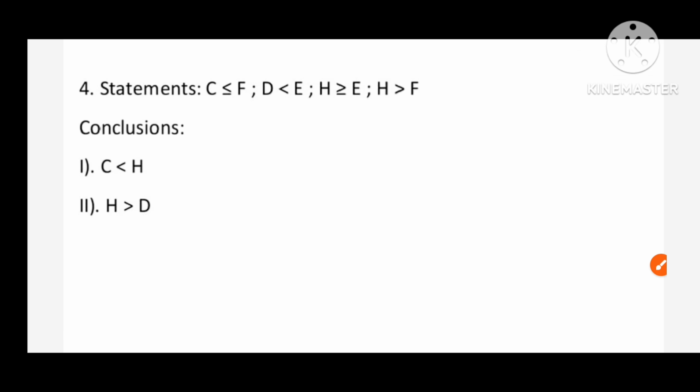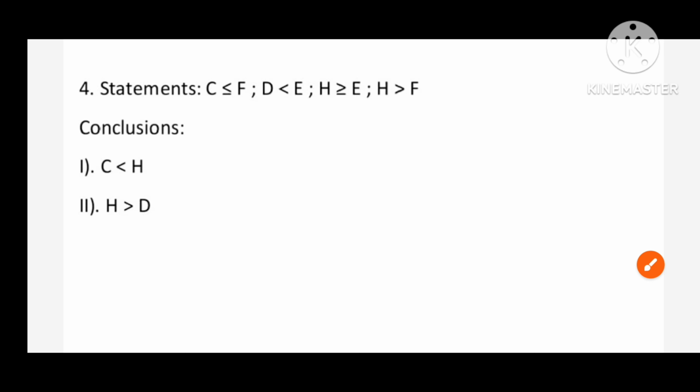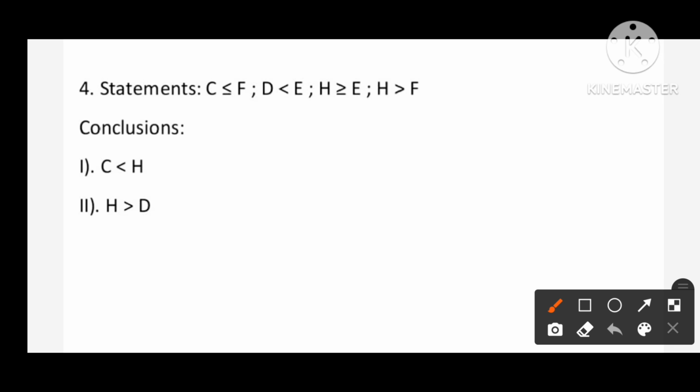Next, fourth question, the flow from H to C. From H we are able to reach E. From E we can reach D, or else from H we can reach F. Question number 4, the flow from H to C. From H we can reach F. From F we are able to reach C. So the first conclusion is true. The flow from H to D. From H we are able to reach E. From E we can reach D. This is also true. So both 1 and 2 are true here.